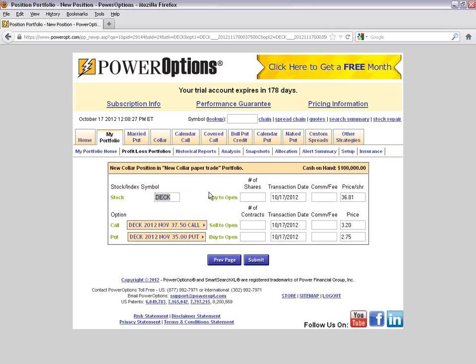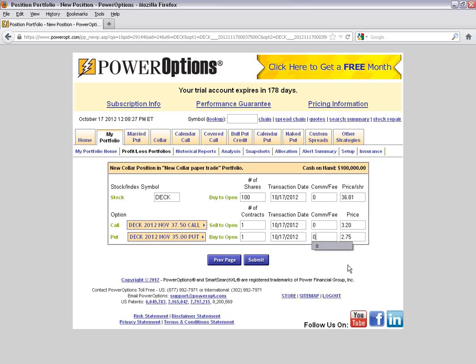So we have DECK, our stock. Let's keep things simple. 100 shares, 0 commissions. This will be a paper trade. It already knows we're selling the November 37.5 call, and it grabbed the natural bid price for us at 320. So I'll put in one contract, and we're buying the 35 put for 275.